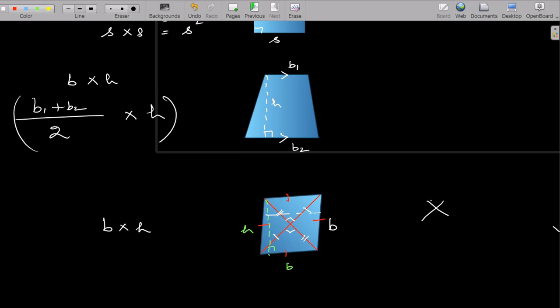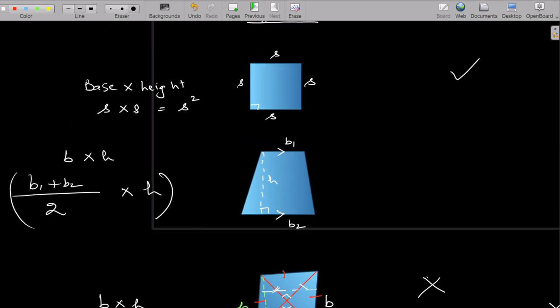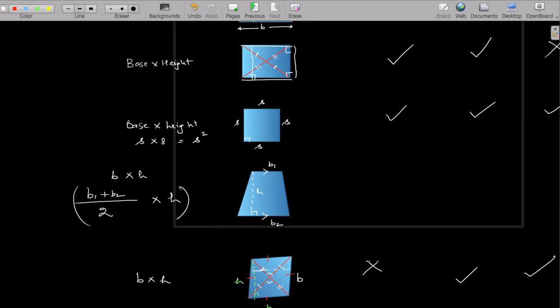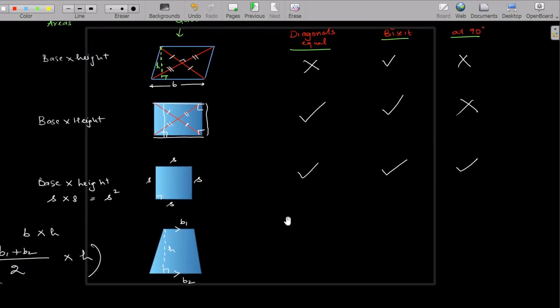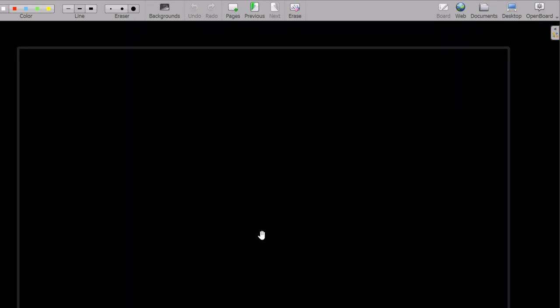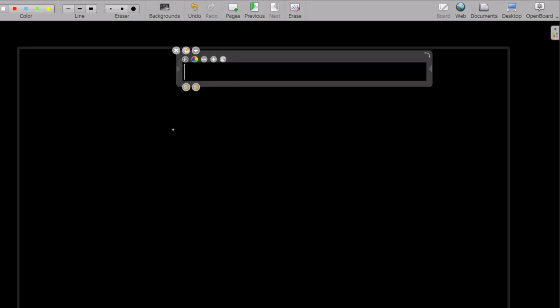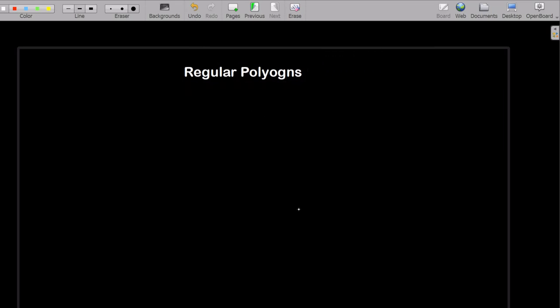Okay, now we will do one more concept of polygons, Tanveer, and then polygons will be done and dusted. So the next concept is regular polygons, and this is really important. Regular polygons. What do you understand? Have you heard of this term before, Tanveer? Regular polygons.